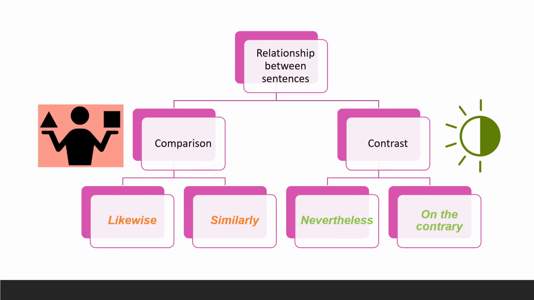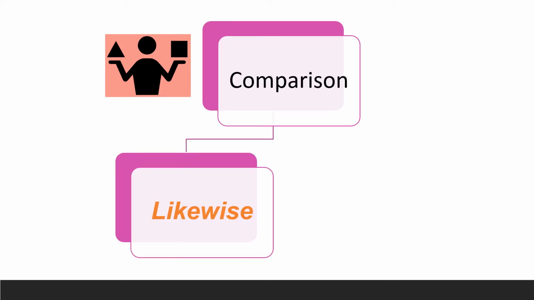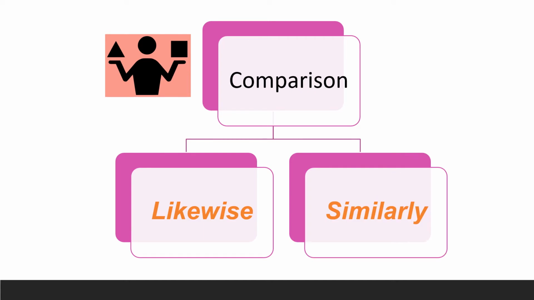To show comparison, we have two connectives, likewise and similarly. To show contrast between two sentences, we have two connectives as well, nevertheless and on the contrary. Let's take a look at the two connectives for comparison first. Likewise, similarly.